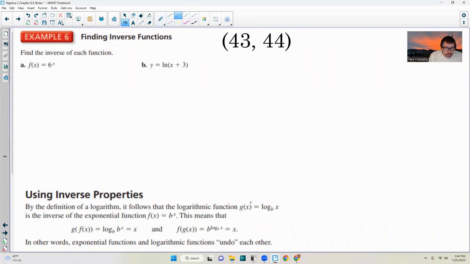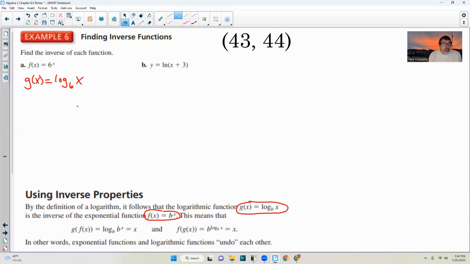So look what we have here. If we have a function g of x equals log base b of x, its inverse is f of x, which is b to the x. Notice we have a base to the power of x, and that's f of x. So that looks just like that. We're just changing b to 6. So if f of x equals 6 to the power of x, then g of x is going to equal the log to the base 6 of x.